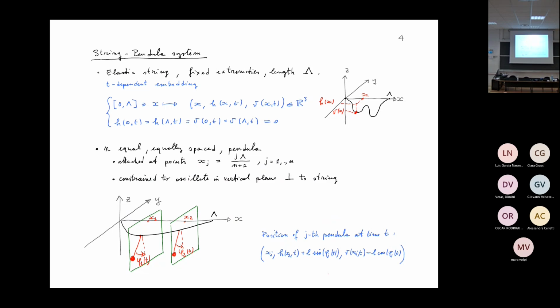And then we hang n pendula, they're all supposed to be equal, and equally spaced. Here I just drew two of them.